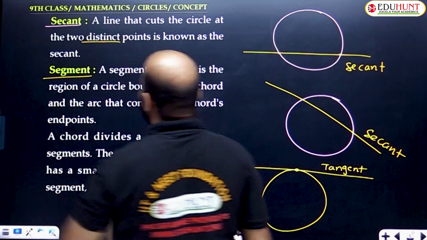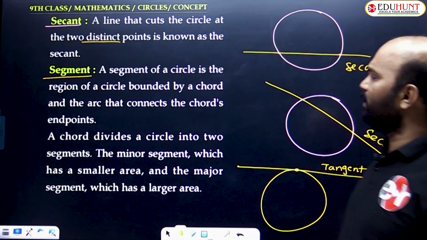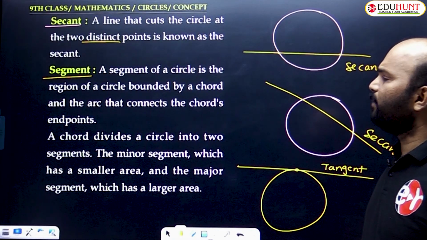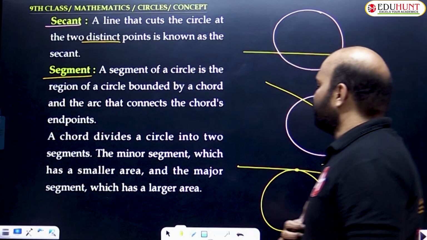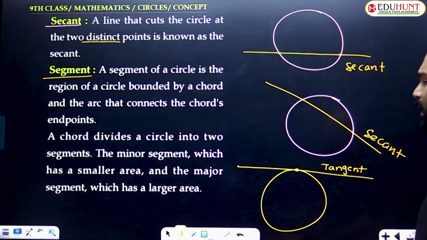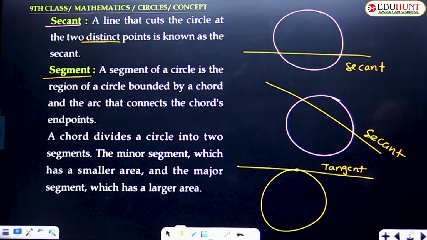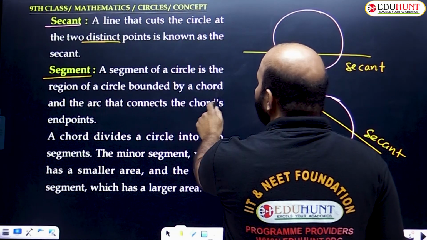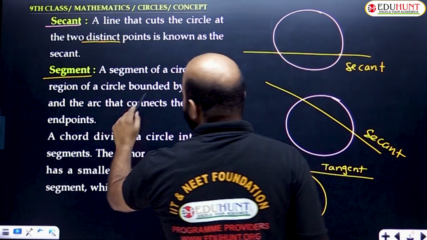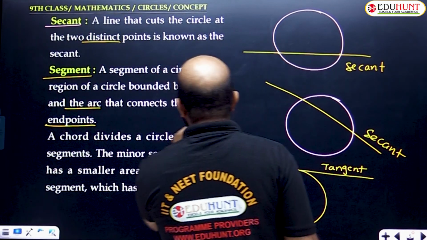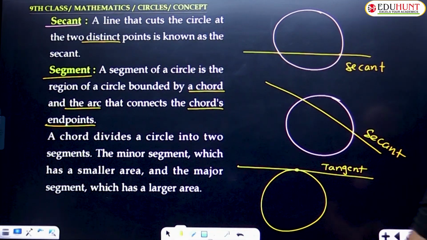Next one, segment. A segment of a circle is the region of the circle bounded by a chord and the arc that connects the chord's endpoints. Am I clear? A chord divides a circle into two segments: the minor segment, which has the smaller area, and the major segment, which has the larger area. So clearly we need to understand, what is a segment? A segment of a circle is the region bounded by the chord and the arc that connects the chord's endpoints. That is called a segment.